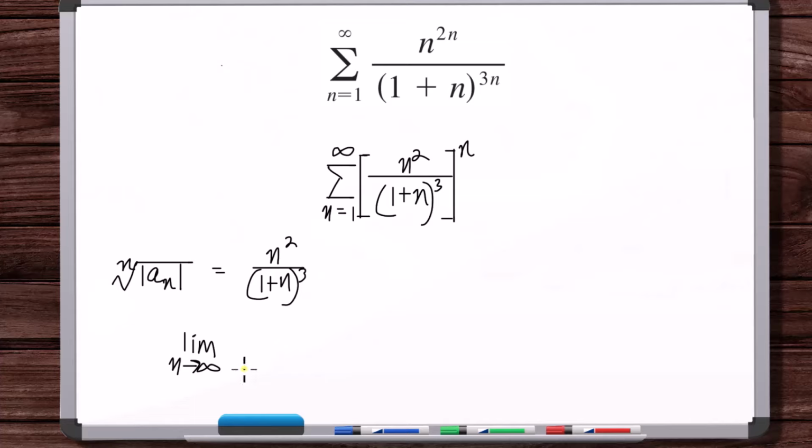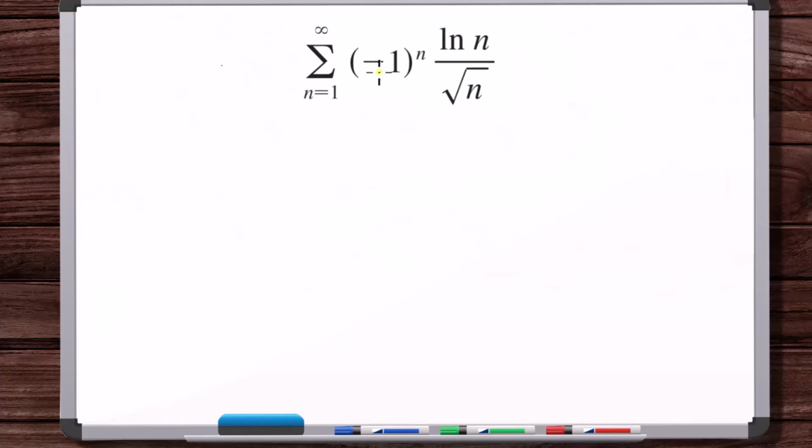So we've got the limit of the root of the absolute value, n squared over 1 plus n cubed, and we know this is going to be equal to 0. Remember from limits, the order of the denominator is greater than the order of the numerator, so with a rational function, the limit going to infinity is going to be equal to 0. This is the same as the ratio test. We see that this is less than 1. That means this is absolutely convergent, and thus it's convergent.